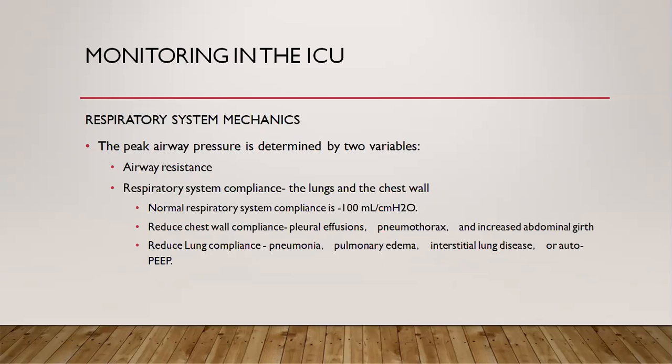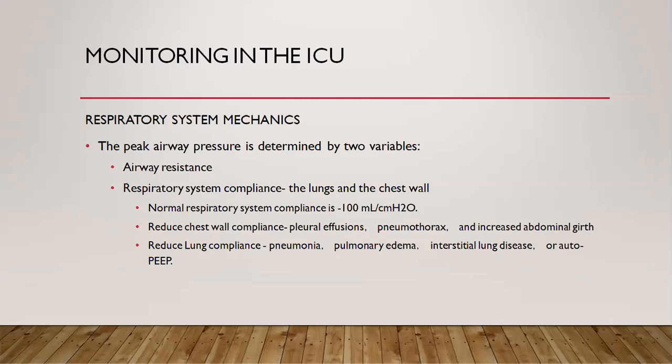Respiratory system mechanics. So what other parameters are there in the ICU? The peak airway pressure is determined by two variables: airway resistance and respiratory system compliance. For respiratory system compliance, there are two factors, the lungs and the chest wall. Normal respiratory system compliance is around 100 ml per centimeter of water.